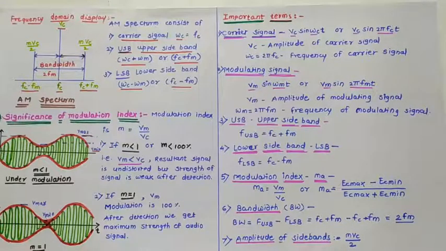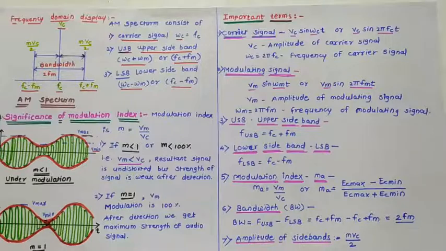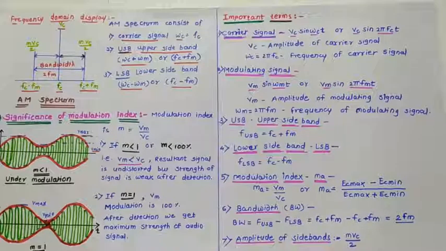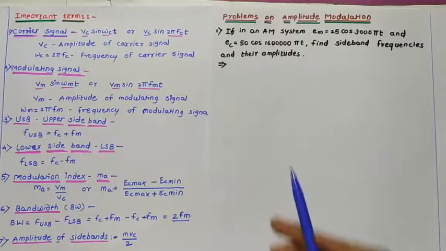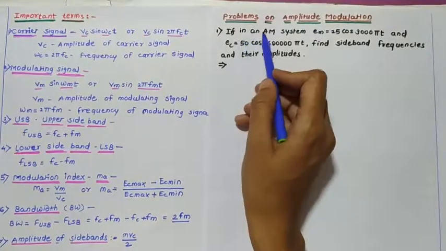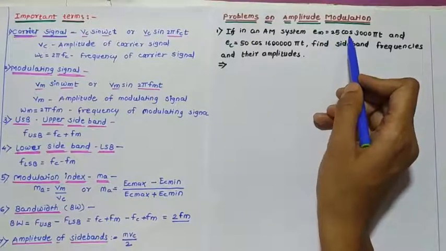Okay, students, I think all of you got a clear idea about the different terms and their related formulas. This will be helpful to you for solving different types of problems related to AM signals. As we have revised these terms and their formulas, now let us see some problems on amplitude modulation. Okay, students?